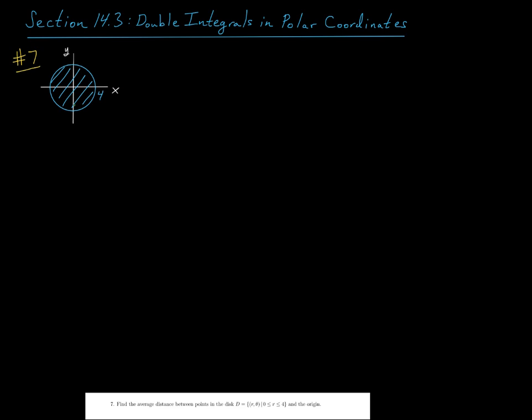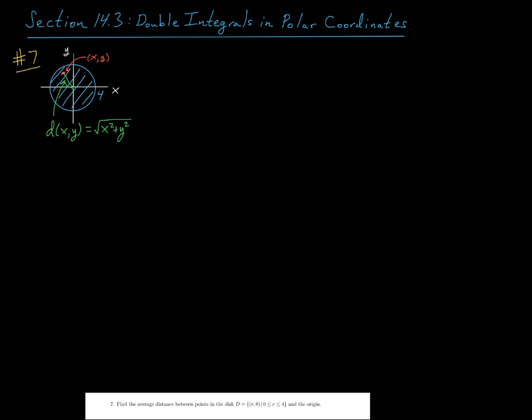Okay, so if I take a point in the disk, let's say this point right here, and I label its coordinates x, y, then I can measure the distance from that point to the origin, and I'll call that distance d. So d of x, y is just the square root of x squared plus y squared, using either the distance formula or equivalently the Pythagorean theorem.